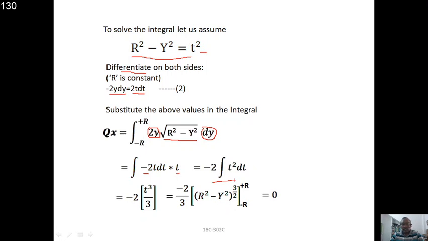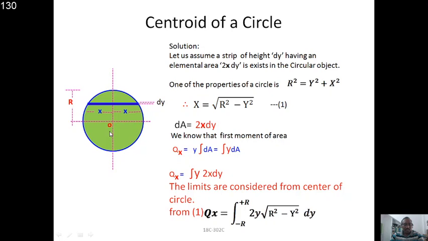After solving and applying the integration, replacing the t value in terms of r square minus y square, and substituting the boundary values from minus r to plus r, it will be 0. Remember why the centroid Qx is 0: because we are taking the reference axis origin at the center of the circle. Hence if we take the origin of the reference axis at the center of the symmetrical axis, the centroid of the circle is 0.